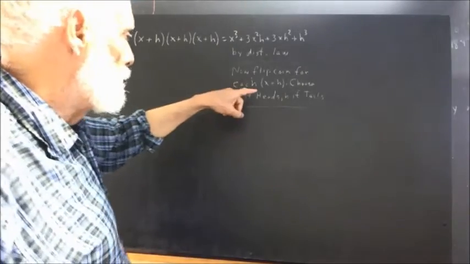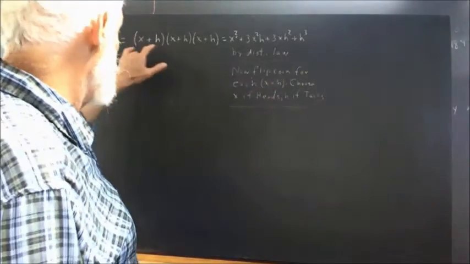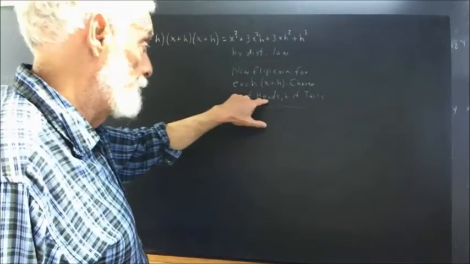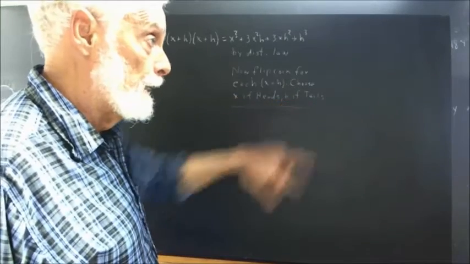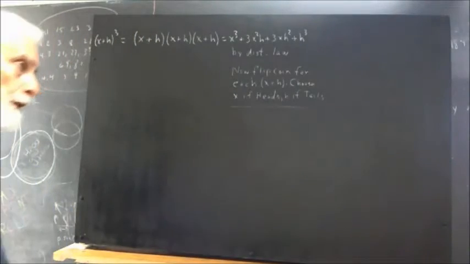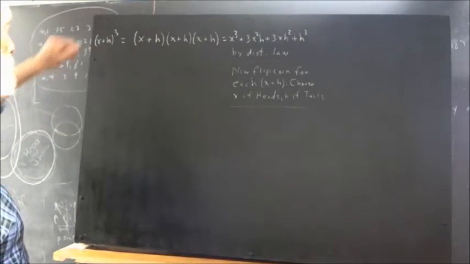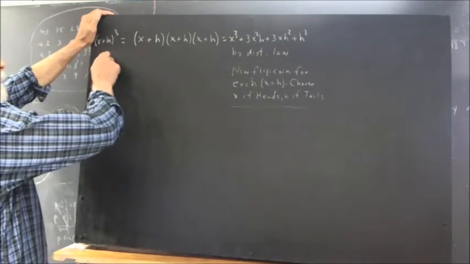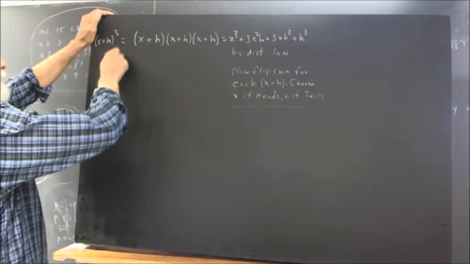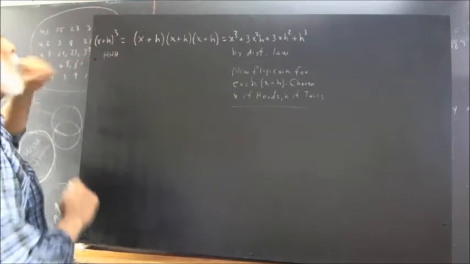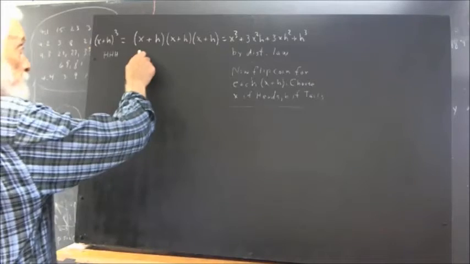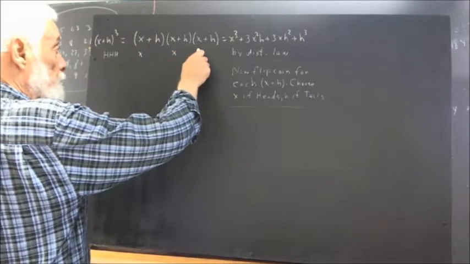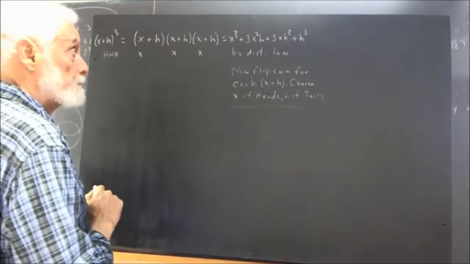We're going to flip a coin for each x plus h, for each binomial. And we're going to choose x from that binomial if we get heads, h if it's tails. Now, what can happen if we flip 3 coins? Well, if we get heads, heads, heads, then we're going to pick x here, x from this one, and x from this one.